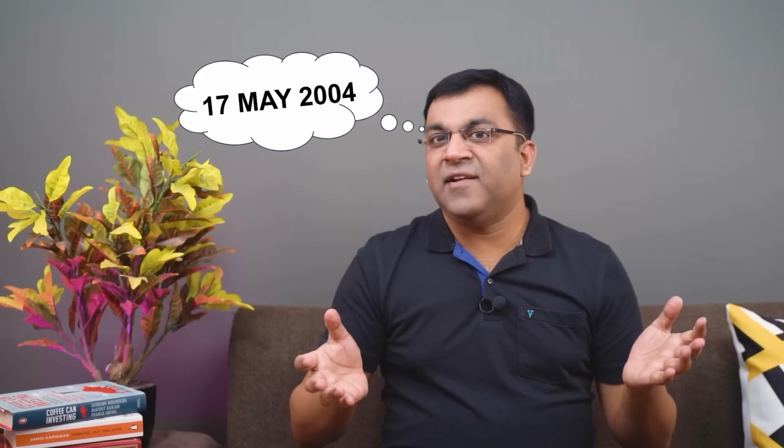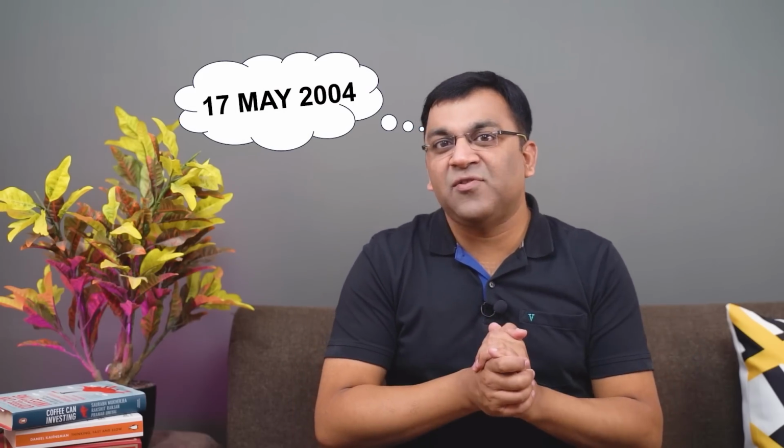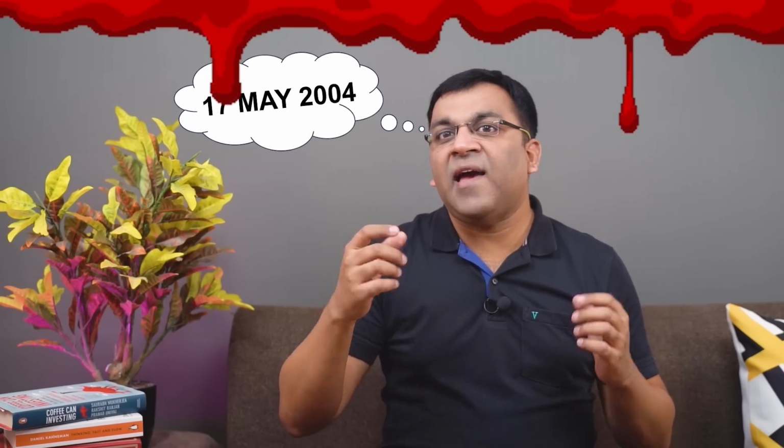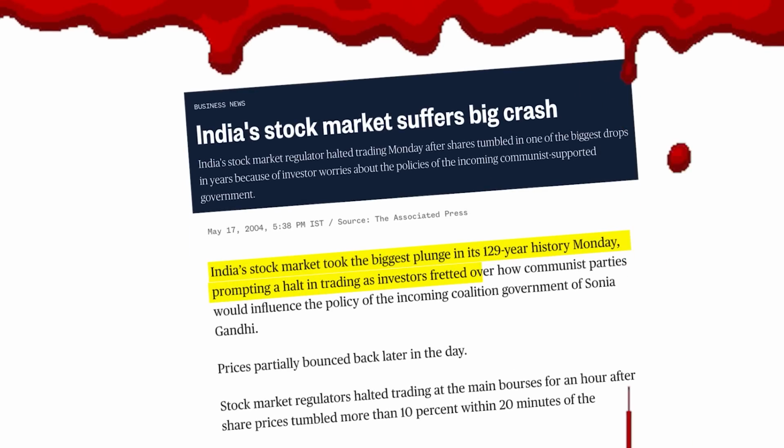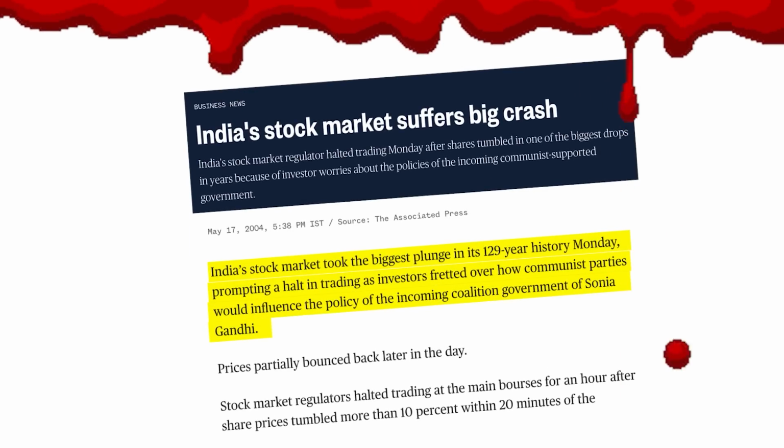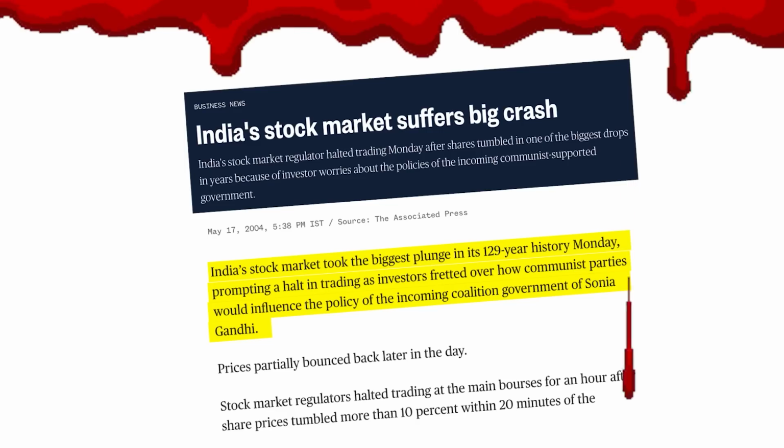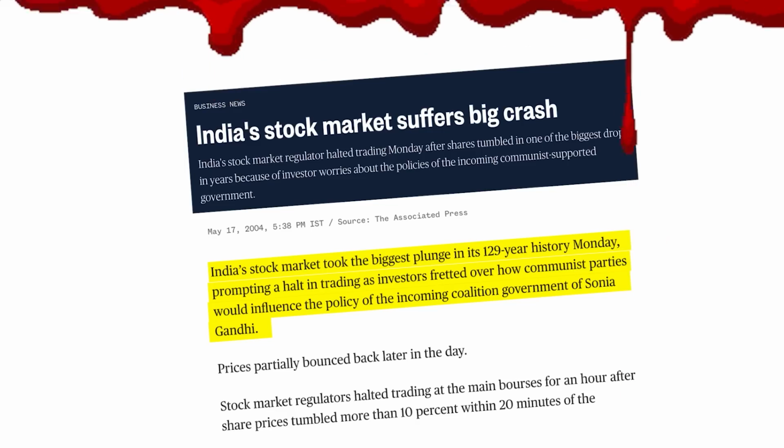The elections in India is one event that is closely monitored by investors as its outcome can have a significant effect on the market dynamics. I distinctly remember the 17th of May 2004, the first bloodbath I ever witnessed when the Sensex fell by 15.5% on that single day, and this was largely on account of a rather unexpected defeat of the NDA.